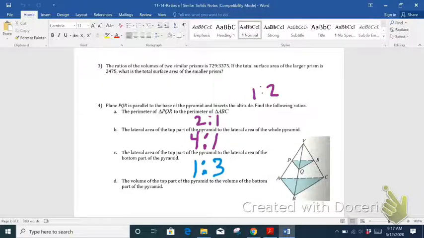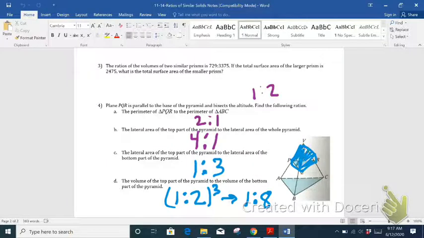Then the volume of the top part of the pyramid to the volume of the bottom part of the pyramid. Well first, if we know that the scale factor of the top part of the pyramid to the whole pyramid is 1 to 2, then if we cube that, we get that the ratio of the volume of the top part of the pyramid, VPQR, to the whole pyramid is going to be 1 to 8. So that means that this whole pyramid is made up of 8 of these. You could fit 8 of those top parts that I just highlighted in blue. That means that the rest of the pyramid would make up 7 of those.